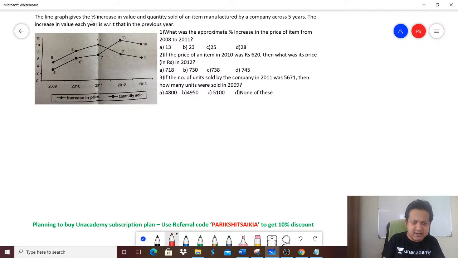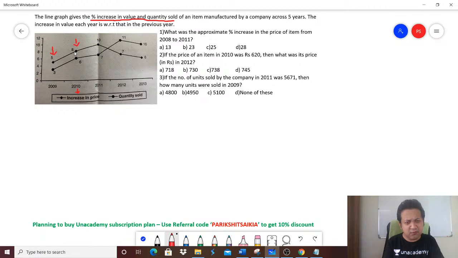The graph tells you the percentage increase in value and quantity sold. Percentage increase. So it means it is not giving you the absolute numbers. As an example, if you look at the 5, what is this 5? See here, it represents the increase in price. So in 2009, there was a 5% increase in the price of the item compared to the previous year. Whatever the price was in 2008, there has been a 5% increase. Similarly, in 2010, there has been an 8% increase in the price of the item compared to whatever the price was the previous year, that is in 2009.